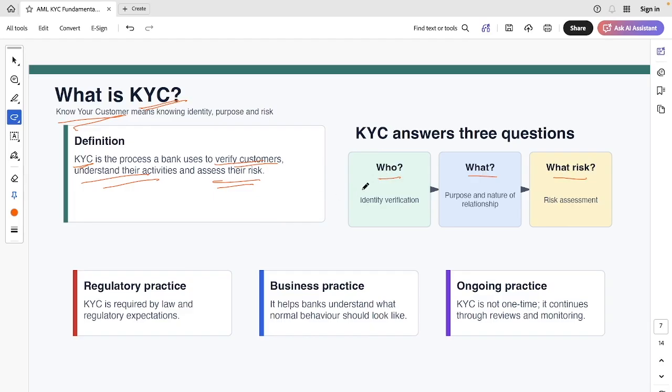So, who means who is the customer? Is the person or the customer real? Are the documents valid? Is the identity verified? That comes out of the who.